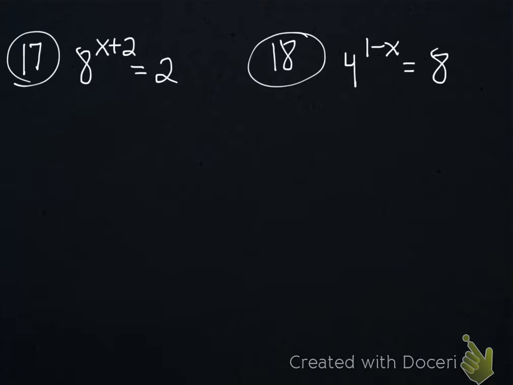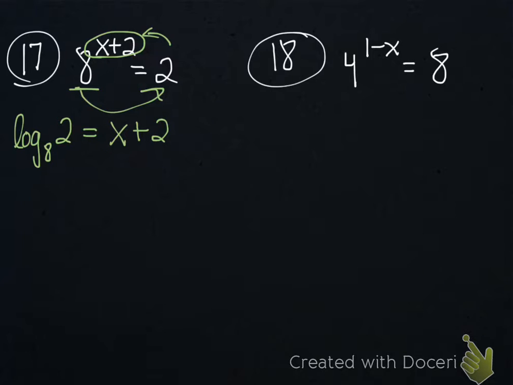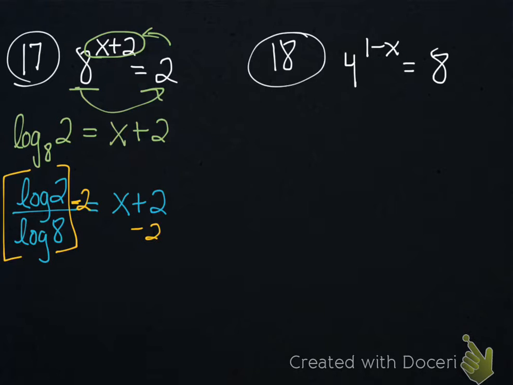Number 17. X is in the exponent, turn it into a log. The base is 8. So I have log base 8 of 2 equals the exponent, x plus 2. Now we have to do change base. So the base is 8, right? So log 2 is on top, log 8 is in the denominator. What do we do to get rid of the 2 in the x plus 2? You got it. We're going to subtract 2. We don't subtract 2 from the 8 or the log 2 on the other side. We subtract it from the quantity. So I have log of 2, close parenthesis, divide by log of 8, close parenthesis, minus 2. X would equal 0.33, which is 1/3.